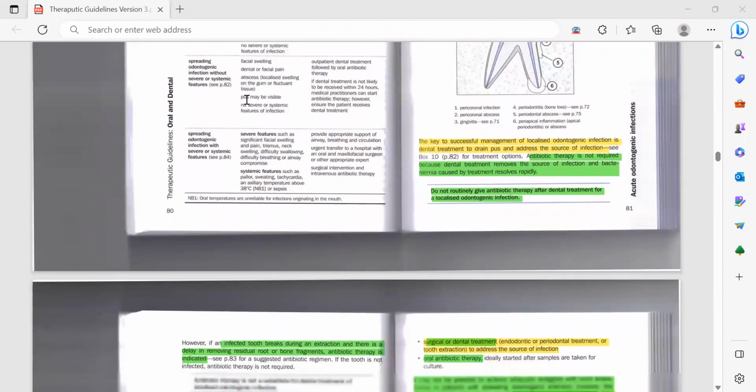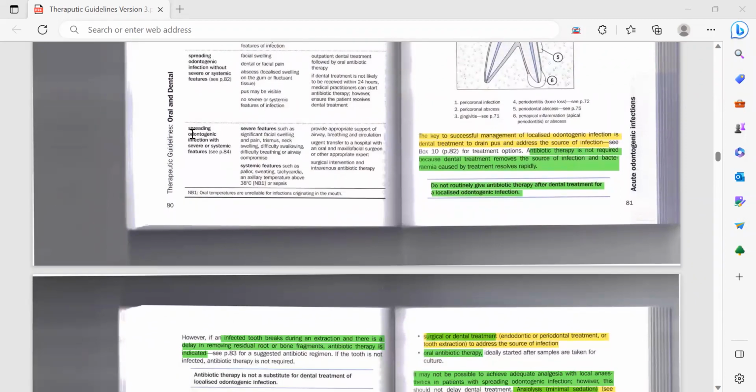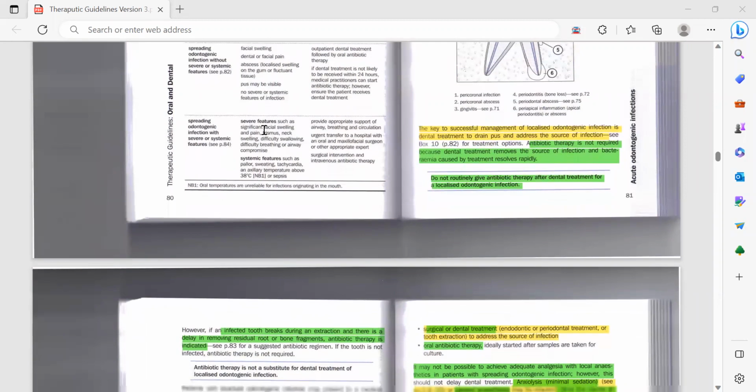But if in your case the patient has spreading odontogenic infection with severe or systemic features, what are the severe features? It means that there is a significant amount of facial swelling and there is a significant amount of pain. Patient cannot open his mouth completely, and there is neck swelling, difficulty swallowing, difficulty breathing, or airway compromise. These are the severe features.